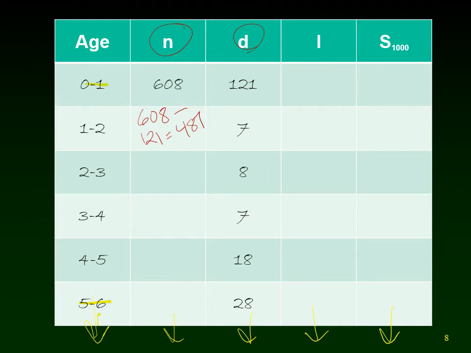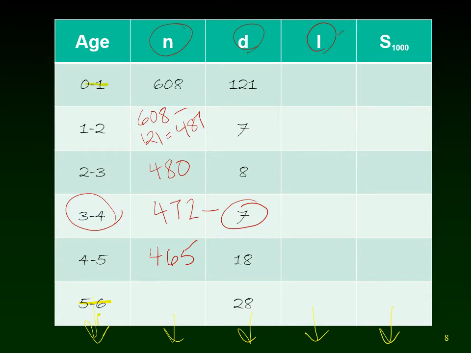Then 7 of those die, so we're left getting into the age group of 2 to 3 with 480. Then 8 of those die, getting into the next age group with 472. So you can see as we're going down here, we're just taking the number of deaths, and those were skulls where the sheep were in that age group, and subtracting that from how many sheep you have left. So then we're going to be down here to 465.